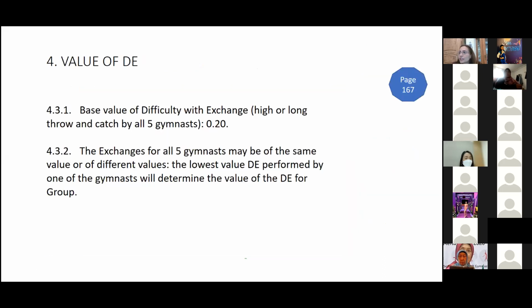So how do we evaluate the exchange? We have the base value of exchange, high or long, 0.2. This is the base. Exchange between all 5 gymnasts may be the same value or of different value, but the lowest value of the exchange will determine the value of the difficulty exchange.